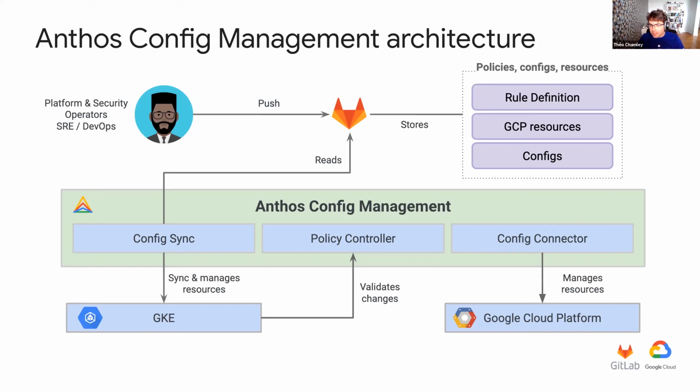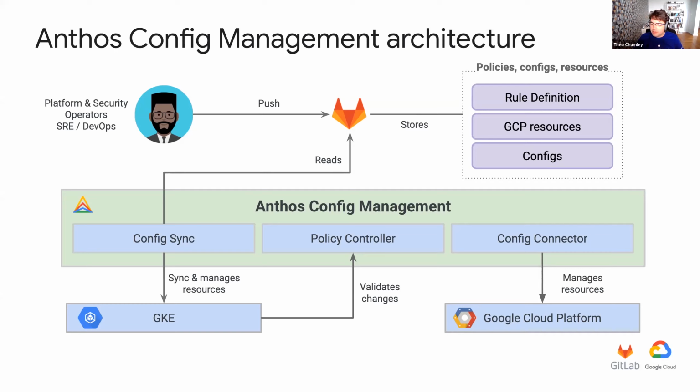And those policies can also be defined and stored in the same Git repository. So really you have one part, Config Sync, for applying stuff, and Policy Controller for controlling what's getting applied. And the last component that I'm not actually going to show in the demo is called Config Connector.